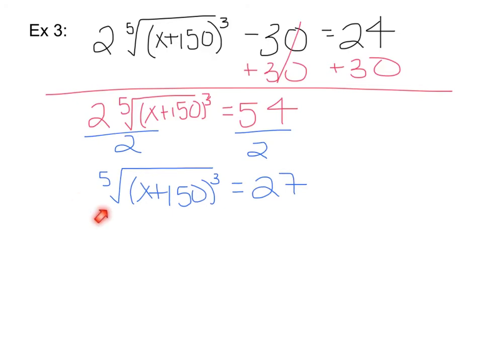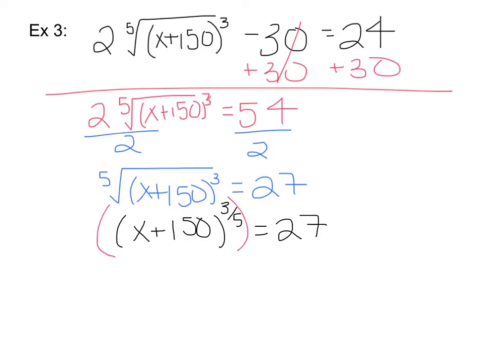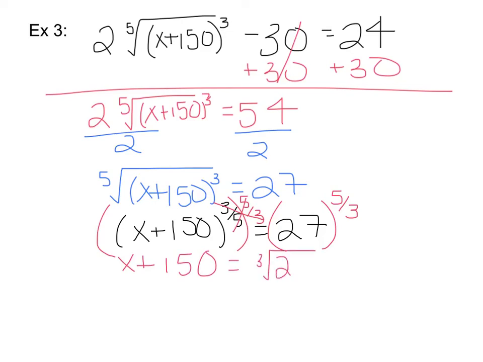Now, I don't want to work with the 5th root and then to the 3rd power, so I am just going to rewrite this as x plus 150 to the 3/5 power. What I did was change it from radical form to exponential form. So now to get rid of my 3/5, I know that I multiply by the reciprocal, which is 5/3. Whatever you do to the left-hand side, you also do to the right-hand side. So that leaves me with x plus 150 equals the cube root of 27 all to the 5th power.